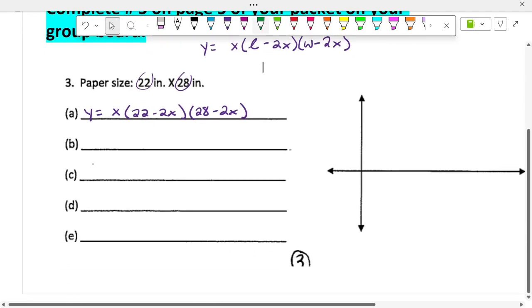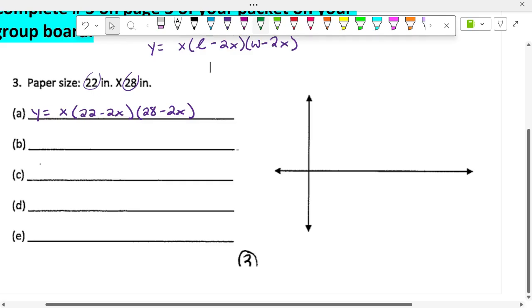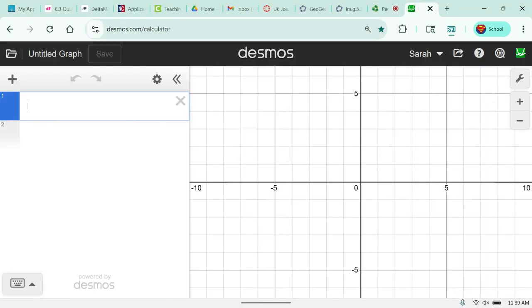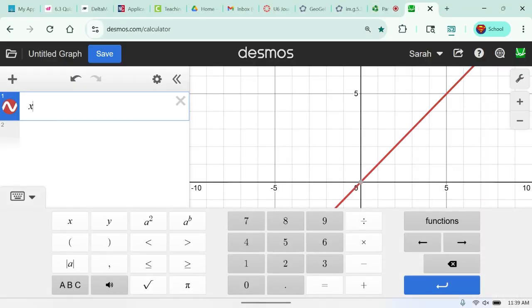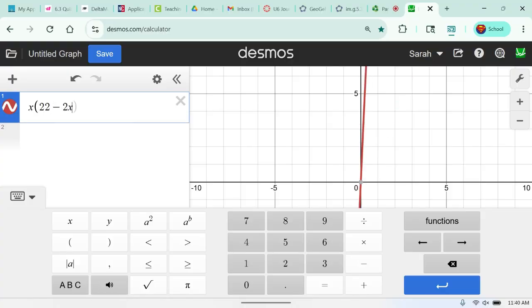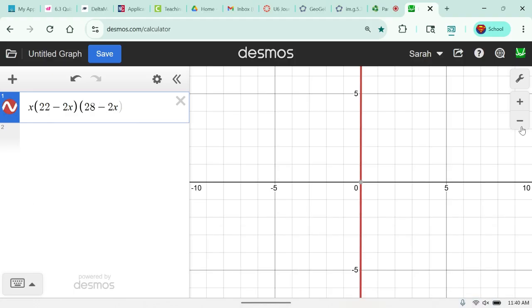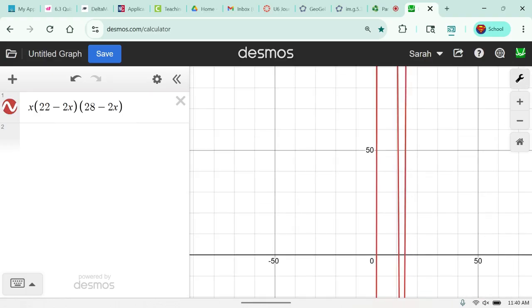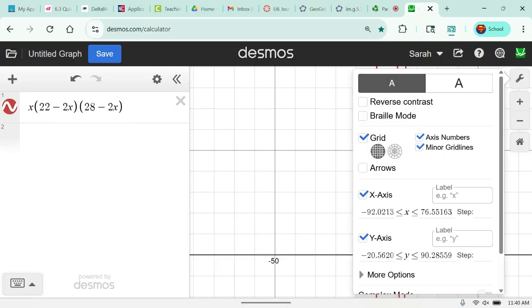Now, remember what I said. After that, it goes into Desmos. So in Desmos, you type it in, you got x times 22 minus 2x times 28 minus 2x. And you may have to zoom out some to see it. Sometimes changing the window also helps. So let's do.